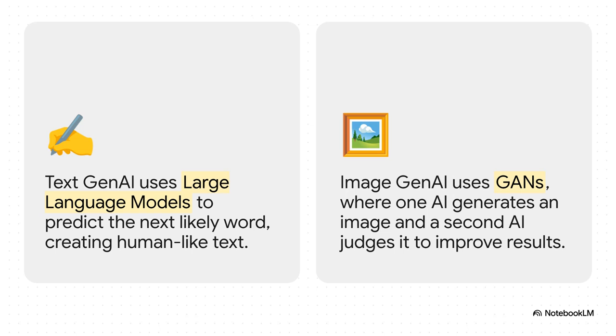When you're dealing with text, that's usually a large language model, just predicting the next word in a sentence, kind of like a supercharged autocomplete on your phone. But for images, it's often a different system where basically one AI acts as an artist and a second AI acts as a critic, and they go back and forth thousands of times until the image looks real.